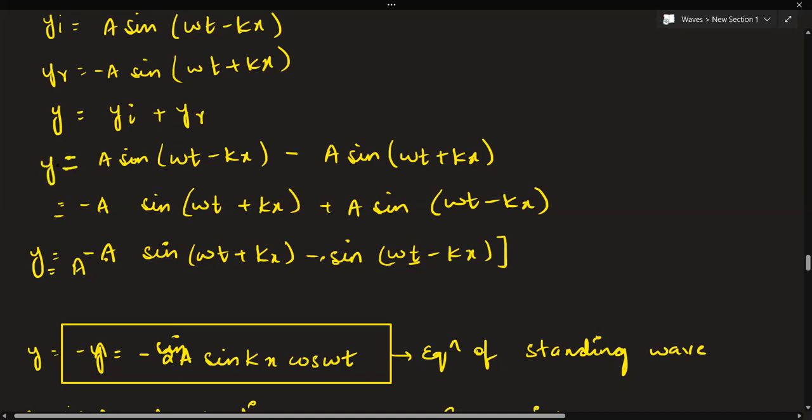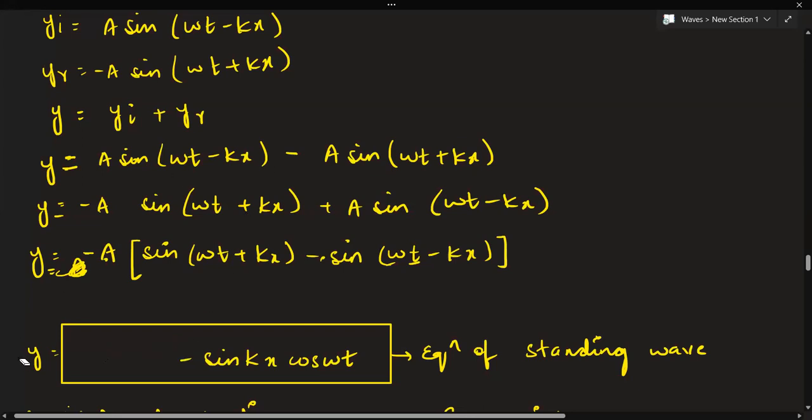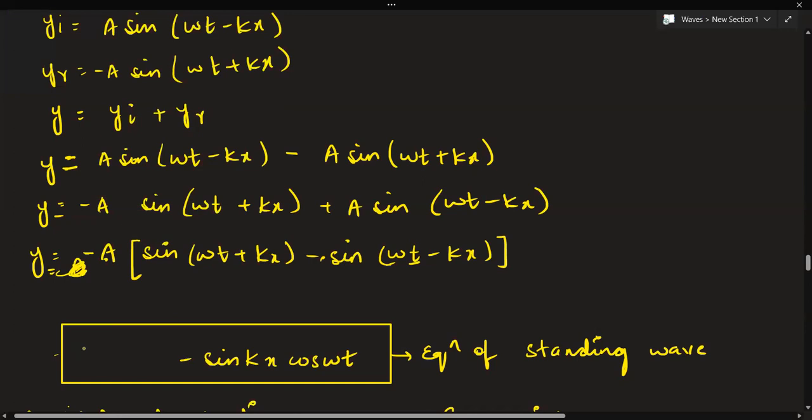Now see, if we add both of these, a sine omega t minus kx and this minus a sine omega t plus kx, finally we'll be having minus a sine omega t plus kx and plus a sine omega t minus kx. If I take amplitude common from both of these, then what will be left? Sine omega t plus kx minus sine omega t minus kx. So if I write the standard value of this equation, the standard equation will be what?